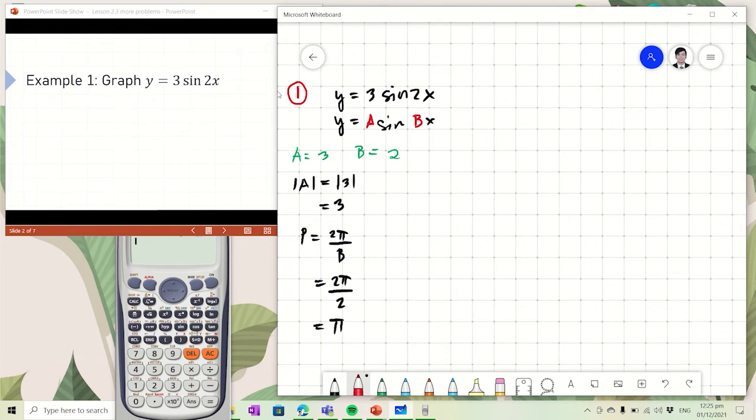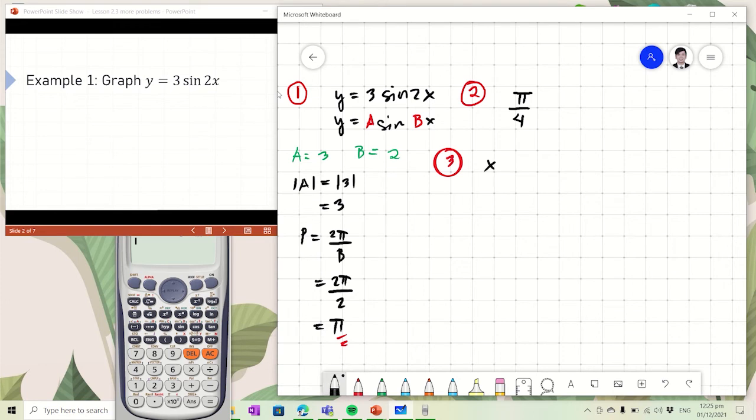So we can now proceed to our step 2. Our step 2 is to divide the period pi into 4 equal parts. In other words, that's pi divided by 4. And you proceed to step 3. You make a table starting at x is equal to 0 to the period x is equal to pi in steps of pi over 4. So it would be like this.